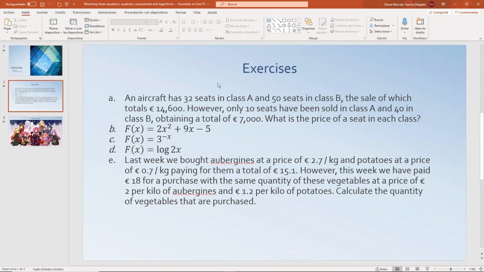As you can see, the first one and the last one are about problem solving using linear equation systems. And these 3, the B, C, and the D, are graphics you're going to draw. You're going to graph, indeed.